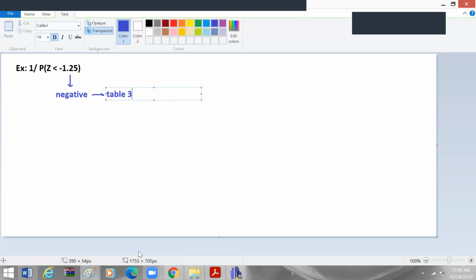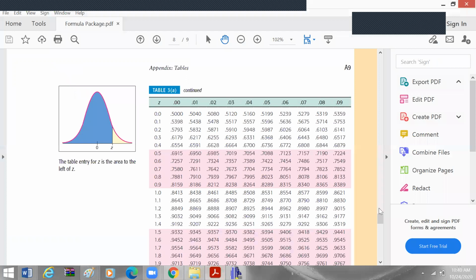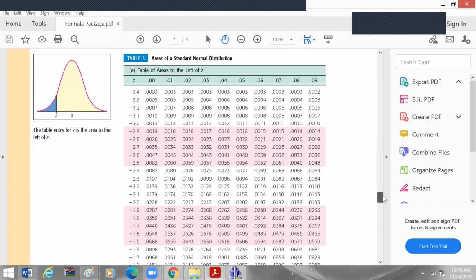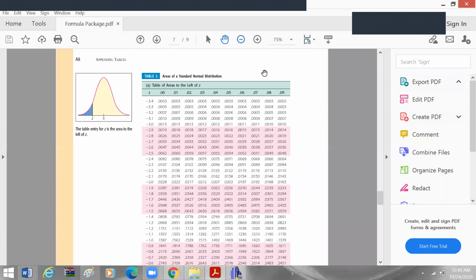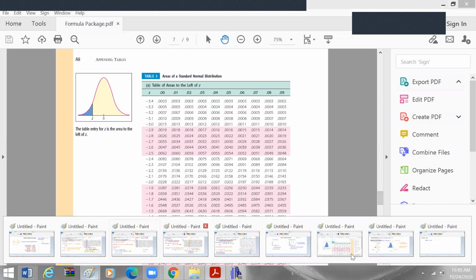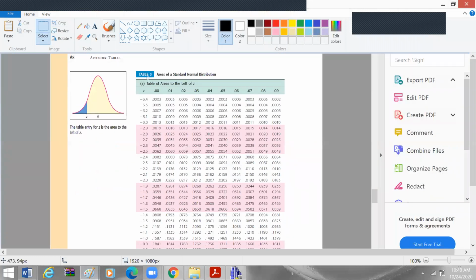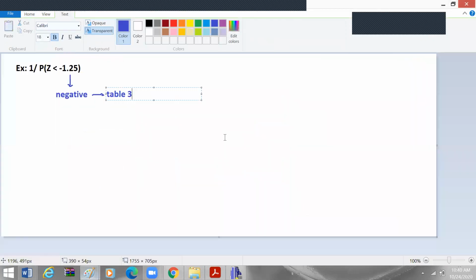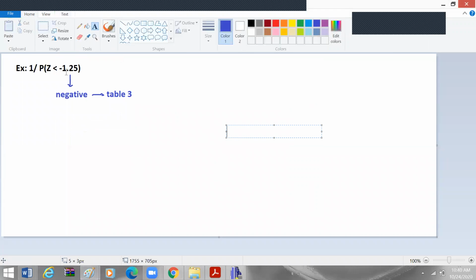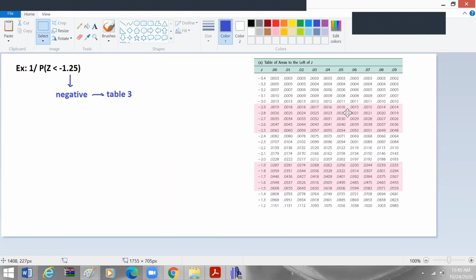The first step we're going to work on is going to table number 3. Then we go all the way down to negative 1.2 and 0.05. How did I get negative 1.25? You might think I just picked negative 1.25, as simple as that. It doesn't matter why; there will be a certain question that we have to look at.